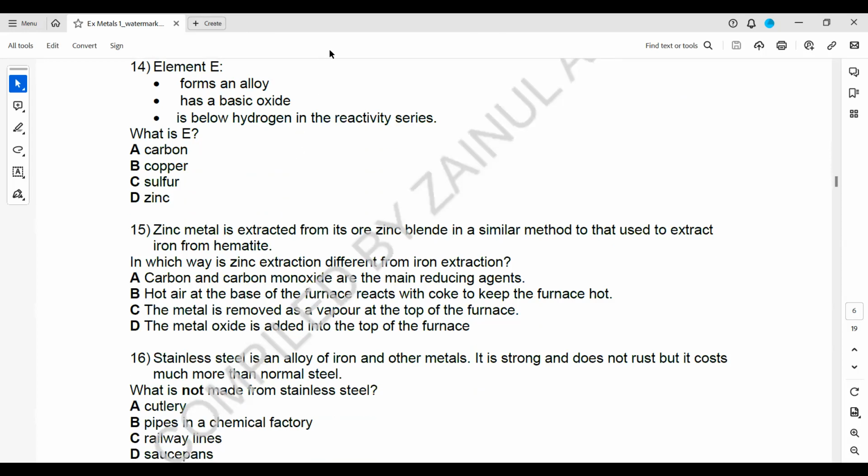In question 14, element E forms an alloy. The element has a basic oxide and it is below hydrogen in the reactivity series. First, it cannot be sulfur or carbon because sulfur and carbon are non-metals. Non-metals, sorry, cannot form a basic oxide. So we are left with copper and zinc. Which is below hydrogen, because they can form alloys and basic oxides? Zinc actually forms an amphoteric oxide. So we are left with only copper, because the property of a basic oxide is not for zinc. Zinc and aluminium form amphoteric oxides.